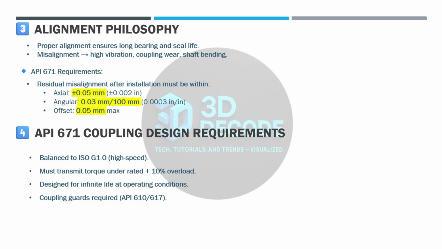And remember, API requires cold alignment adjustments, which means you must consider thermal growth so shafts align correctly at operating conditions.